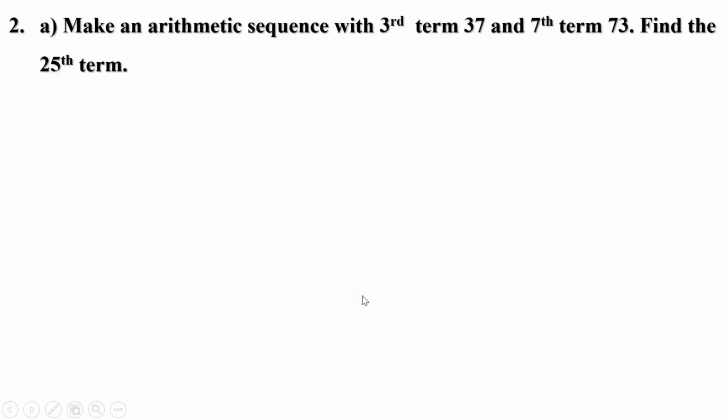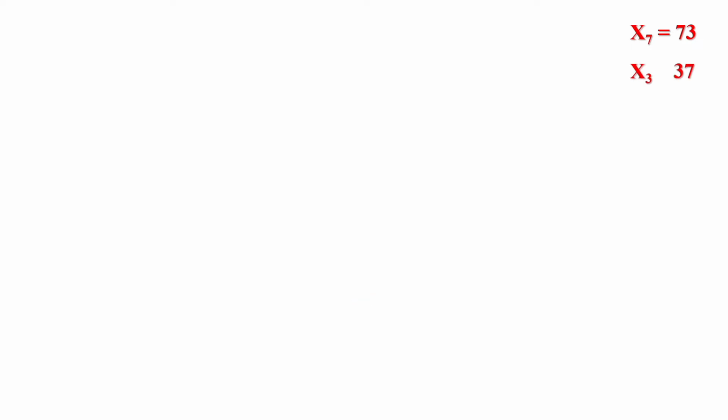Now let us take another example. Make an arithmetic sequence with third term 37 and seventh term 73. Find the 25th term. Given that seventh term is 73 and third term is 37. We know common difference is term difference by position difference. That is seventh term minus third term by 7 minus 3. That is equal to 73 minus 37 by 4. And what is 73 minus 37? That is 36. So it can be written as 36 by 4 or 9. So in this case, the common difference is 9.